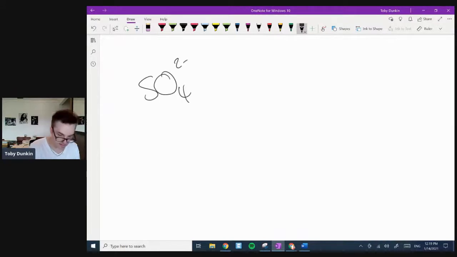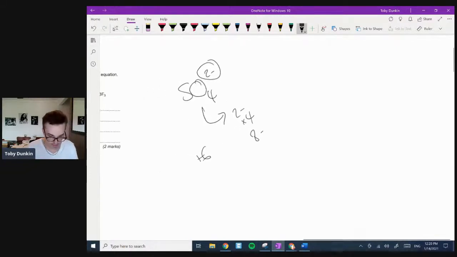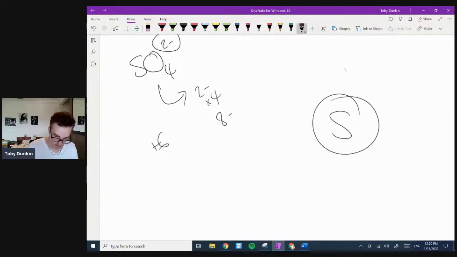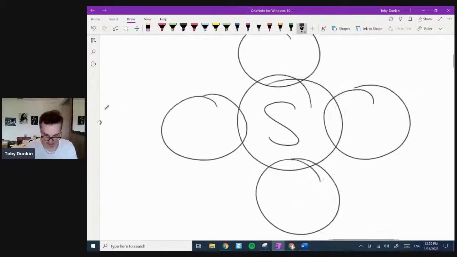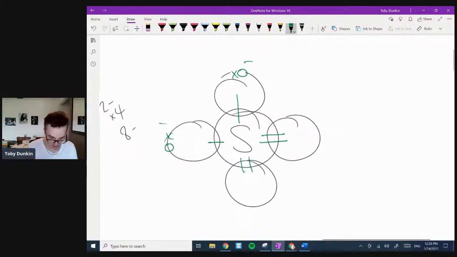SO4 2-. What about that one? Work out the oxidation state. O2- times 4 is 8-. Overall -2, so sulfur is +6. Sulfur's making 6 bonds. Sulfur, oxygen, oxygen, oxygen, oxygen. How do I get 6 out of this? 2, 2, 1, 1. Fine. He's got the extra charge. 2 minus, SO4 2-.